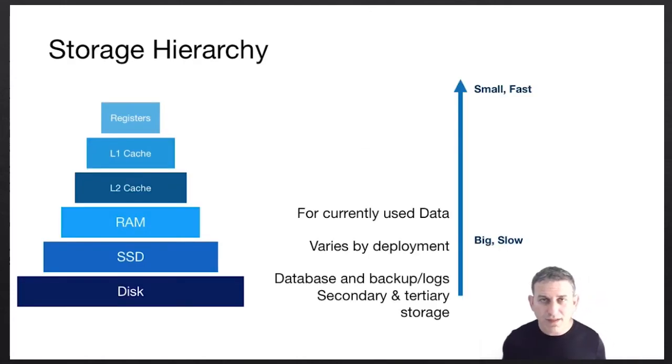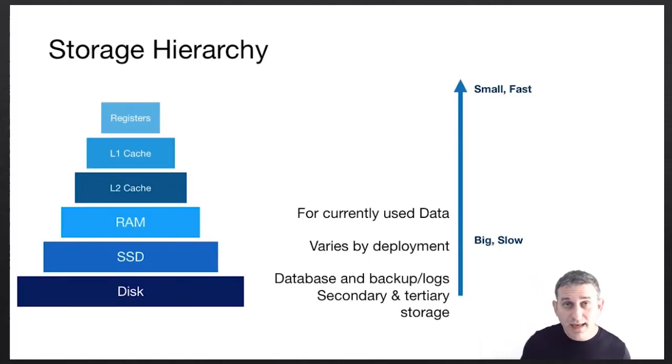Now, generally, we think of storage as being in a hierarchy. If you've taken a computer architecture class, you may have seen a figure like this. Things at the top of the hierarchy are small and fast, the extreme of that being the registers on your CPU. And then things at the bottom are big but slow. Magnetic disks are a good example of that.